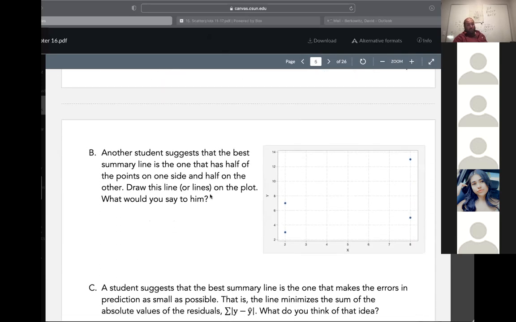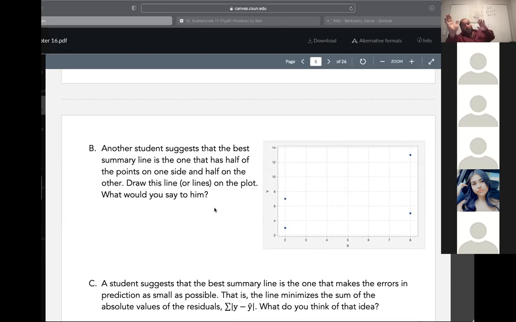So one person says, fine, as long as it has half the points on one side and half the points on the other side, then that makes it the best fit line. I'm like, oh yeah, that's a great idea. Let's do that. That has 2 on each side. Is that the best fit line? Nope. How about this? Best fit line? No. But it has 2 on each side. So that can't be it, right? We just did a couple of examples where you think it's this, but that doesn't make sense.